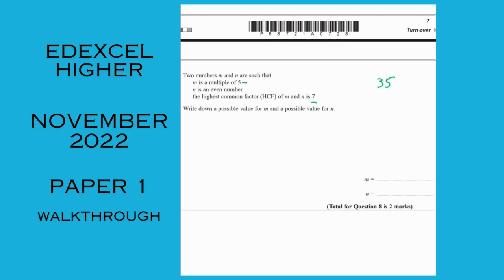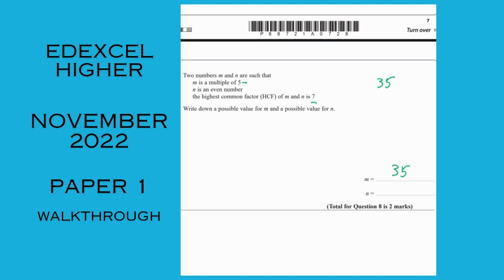You could go higher. Now you don't want 70 because 70 would be even and that would give you more common factors. You'd have the common factor of 2, which would cause the HCF to become 7 times 2, which is 14. So stick with 35, although trebling it, 105, is also a good option. But why would you overcomplicate when you don't need to?